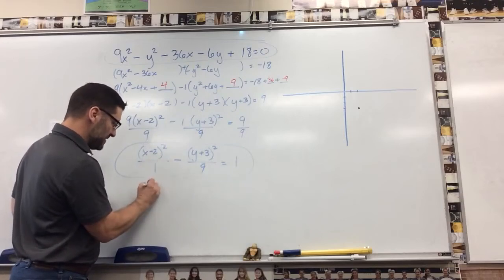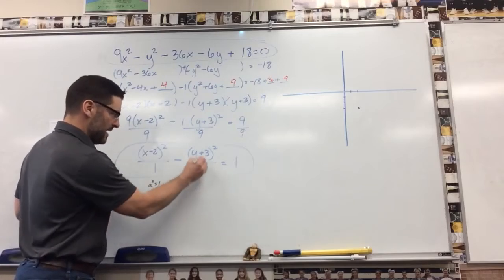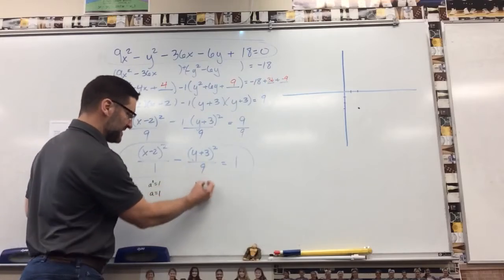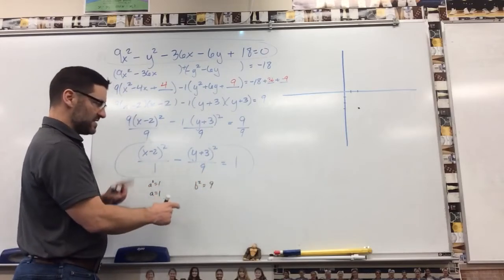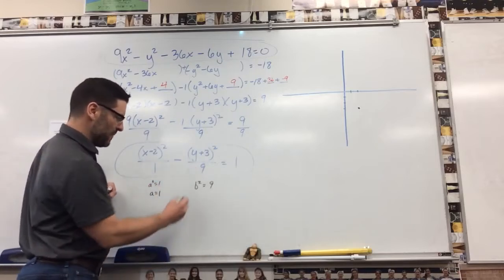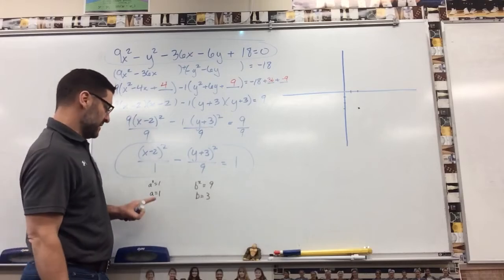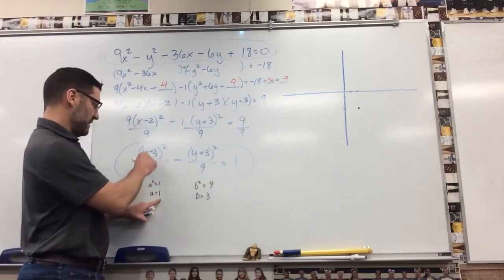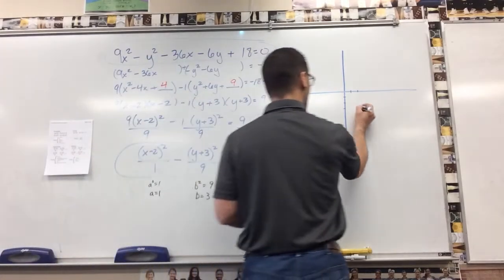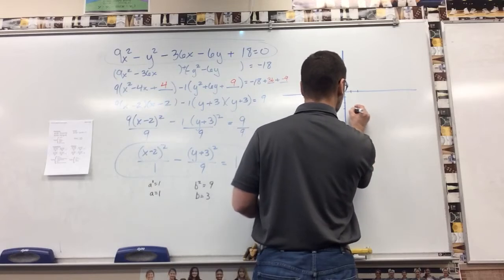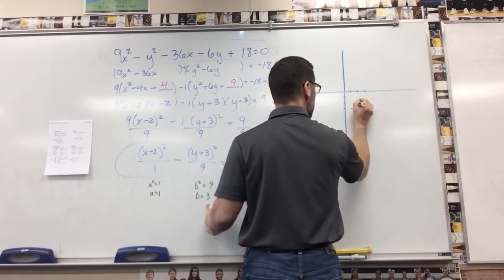The one that's positive is your a value, so a squared is 1, which means my a value is 1. My b value is the part underneath my negative sign, so b squared is 9. You notice in the equation that this spot is the a squared spot and this spot is the b squared spot. So my b value is 3, and what that really tells me is how big the reference rectangle is. So I'm going to go 1 on the x-axis, and I'm going to go 3 on the y-axis.